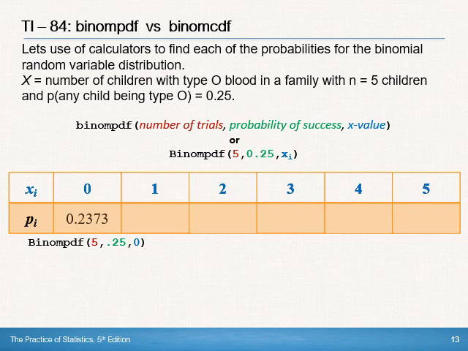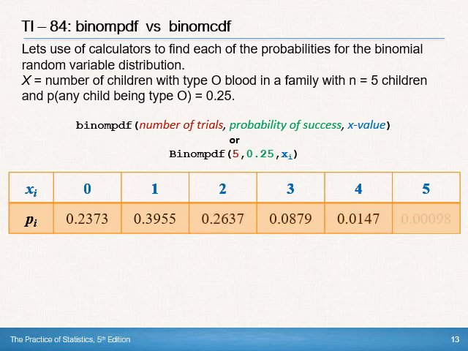All right, so use that same process, changing, of course, the last number, the X value, to 1, and then to 2, and then to 3, 4, 5. So you should be able to calculate it with 1, right? Put the 1 at the end. So we get almost 40%, a 40% chance that one of the children would have O-type blood. And so calculate the rest of those.